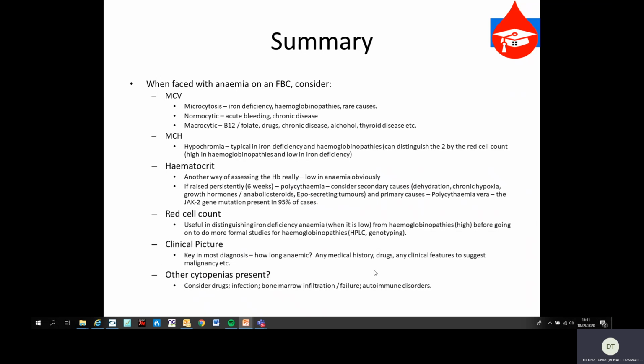What are the medications? What are the drugs? Are there any clinical features to suggest malignancy or deficiencies in diet or autoimmune disorders, etc. And then we never look at the red blood cells in isolation. We always look at them in context of the other cytopenias. So consider drugs. If all the cells are down, then it may well be a pancytopenia due to drugs or bone marrow failure, infiltration, infection, autoimmune disorders.